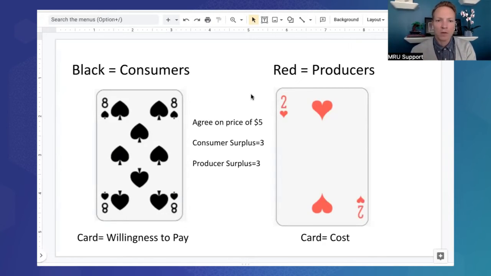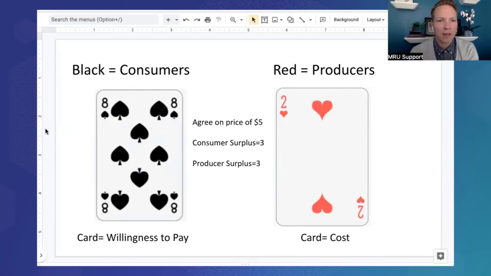Okay, so for example, if these two students agreed on a price of 5, the consumer would get a $3 surplus. Their willingness to pay is 8, and the producer would get a $3 surplus as well. Their cost is 2. They sold it for 5. And so again, you could do variations of this game. I have them keep track of their surplus each round, and the winner, whoever has the most surplus at the end, gets a prize.